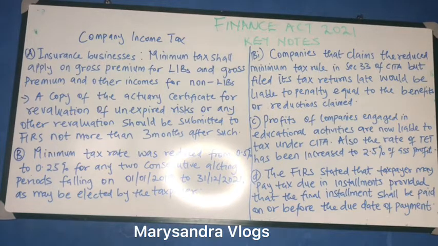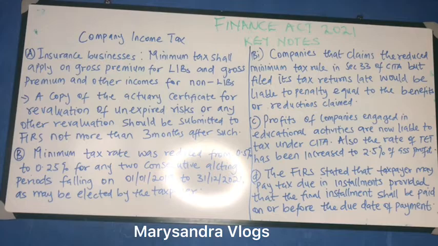So still in line with that, companies that claim the reduced minimum tax rate in section 33 of CITA but file their tax return late will be liable to a penalty equal to the benefit or reductions claimed. This basically explains itself. So if you are claiming the minimum tax rule according to section 33 of the Company Income Tax Act, please file your return early. If not, you'll be liable to pay a penalty equal to the benefit or reductions claimed. So that's that for that.